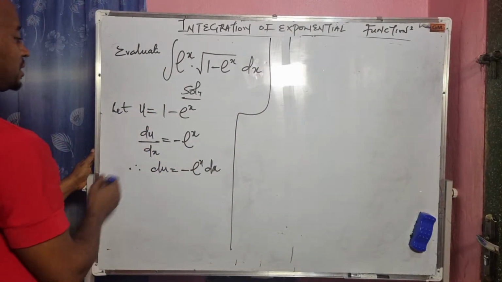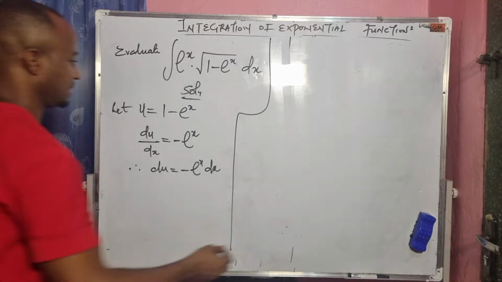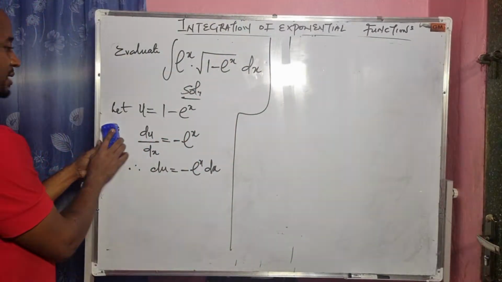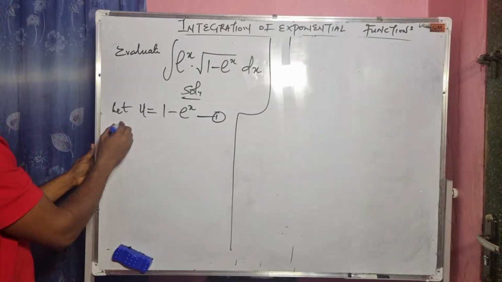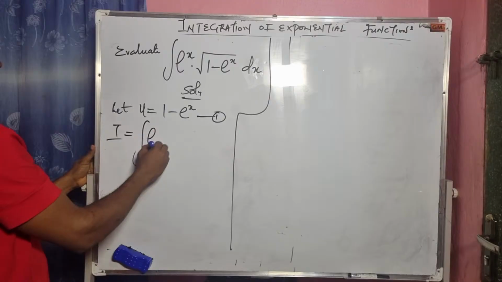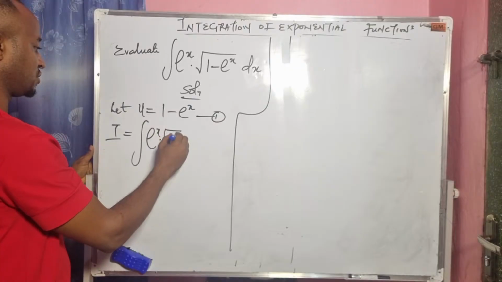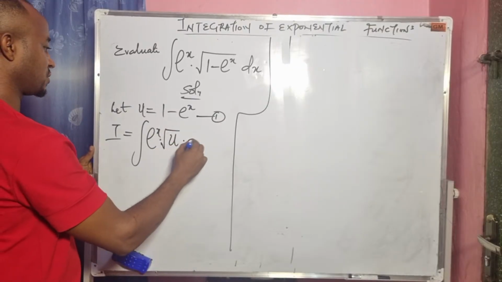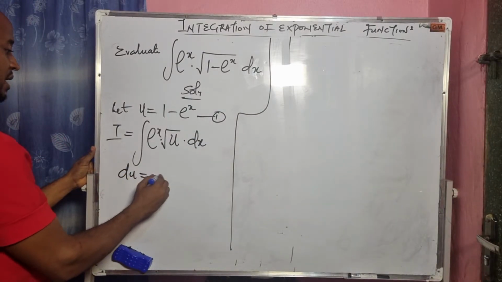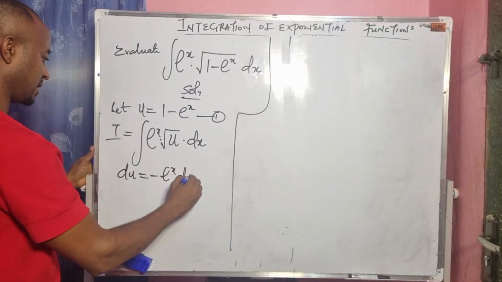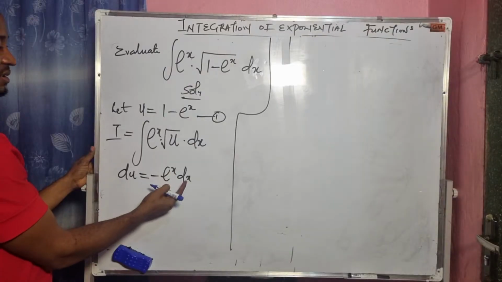Let me repeat this again. This is our equation 1, right? Then our integral I becomes the integral of e^x times root u dx. Is that clear? So we already know that our du is minus e^x dx. Like I differentiated u with respect to x, that will give us minus e^x, then dx.